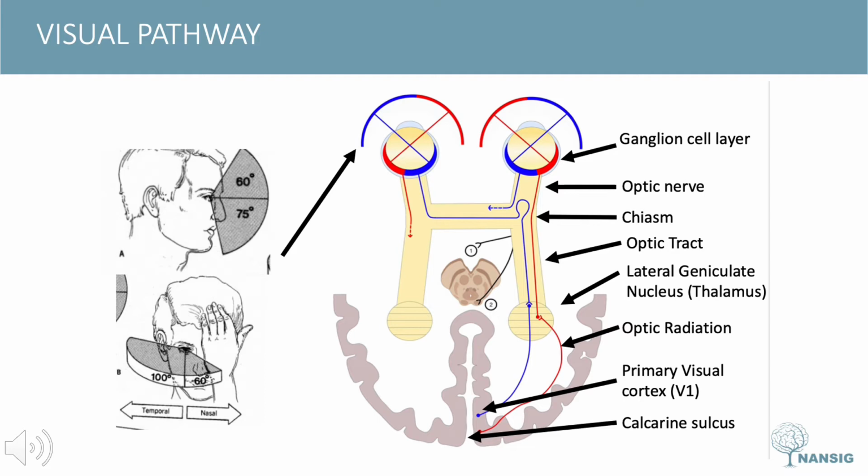Finally, the visual information terminates in the primary visual cortex, located in the calcarine sulcus of the occipital lobe, before higher-order visual processing takes place to form the visual percept. Hopefully by now you have a working mental model of the visual pathway. If not, please rewind and review the information another time before we proceed to the visual field defects.